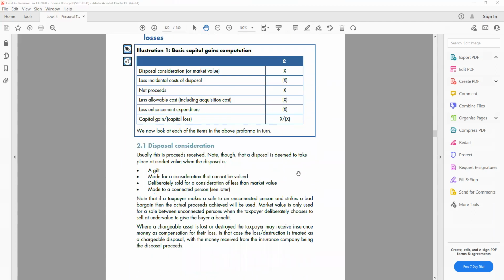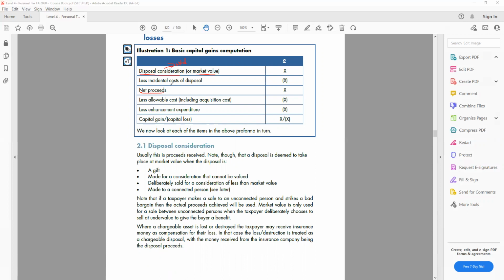This is the template that we have to remember when we calculate the capital gain tax. First, we need to see the disposal consideration. Disposal consideration means how much we sold it for, or the market value, less incidental costs of disposal. So if there are any costs of selling, for example commission or advertising, any incidental cost will be taken away from here. Then we'll have the net proceeds. Net proceeds is actually how much we're receiving from the sale.